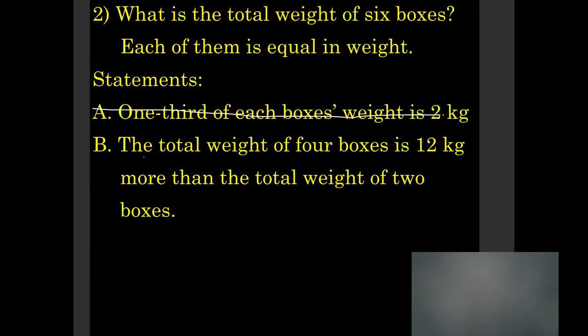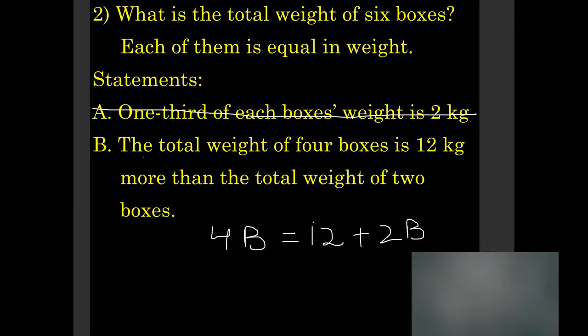Now coming to the second one, the total weight of four boxes is 12 kgs more than the total weight of two boxes. So 12 kgs more. More means you should add more than the total weight of two boxes. So four boxes equal to 12 plus two boxes.